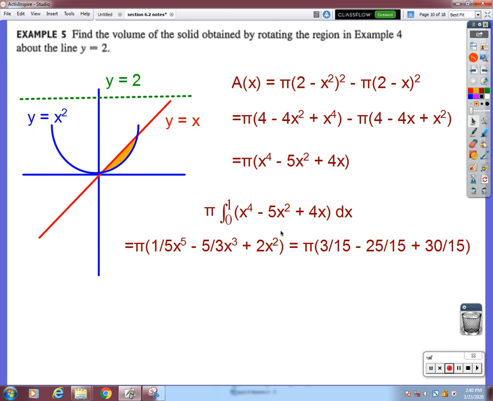So I haven't figured out how to make a little bracket here yet to show that then I'm plugging in 0 and 1, but that's what I'm doing. If I plug in 0, I get nothing, so I don't have to worry about that. But if I plug in 1, then I would get 1/5 minus 5/3 plus 2, which if I write using the common denominator 15, 1/5 is 3/15, 5/3 is 25/15, and 2 is 30/15. So altogether, that simplifies down to 8 pi over 15 as our final answer.